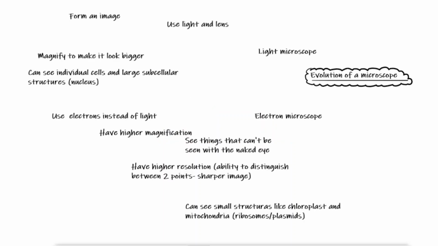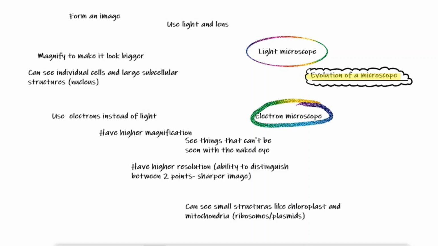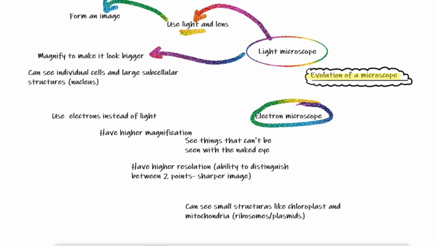Let's first look at the evolution of a microscope. For the GCSE level, you must know about light microscope and an electron microscope. The light microscope uses light and lenses which forms an image. It magnifies things to make them look bigger, and it allows you to see individual cells and large subcellular structures such as the nucleus. On the other hand, the electron microscope uses electrons instead of light.